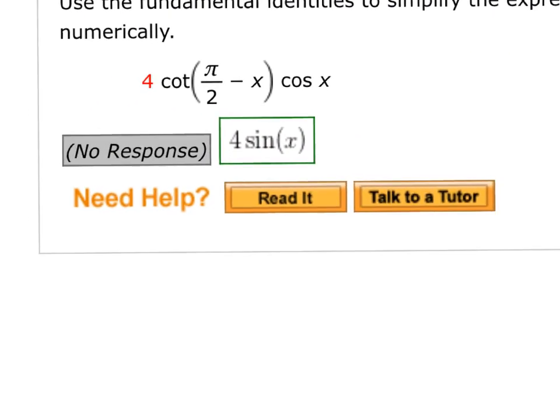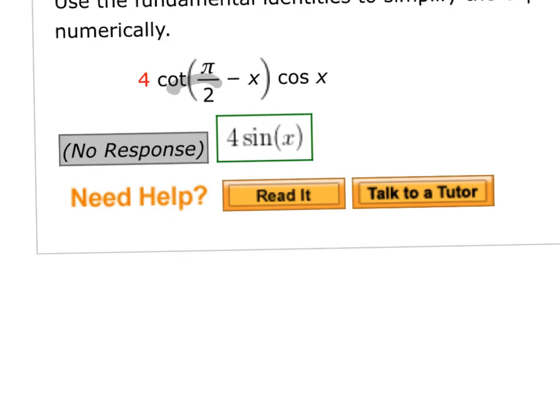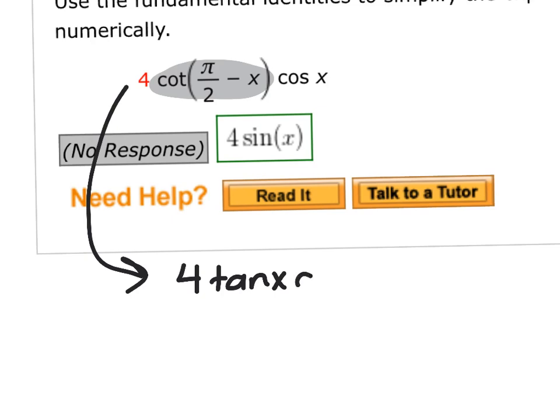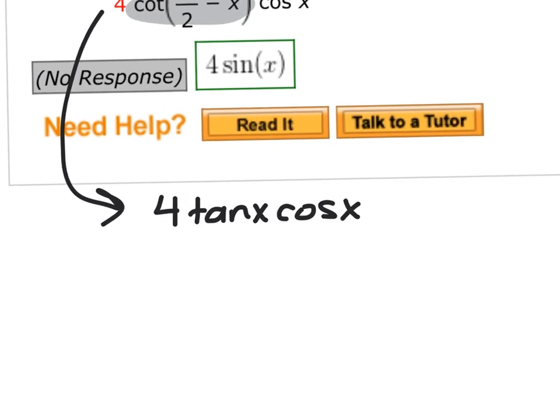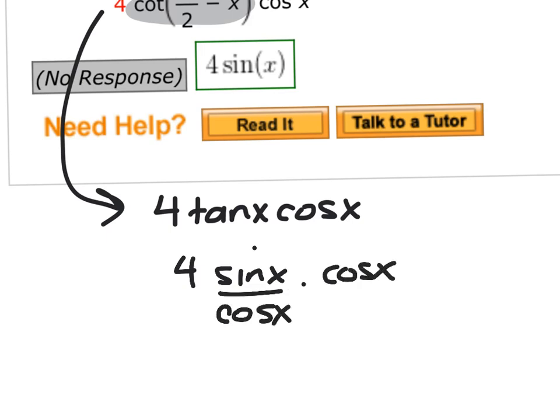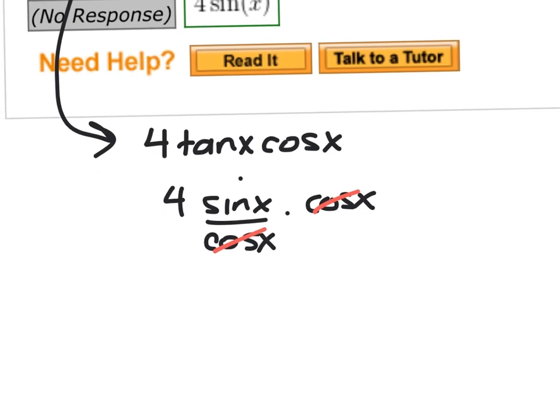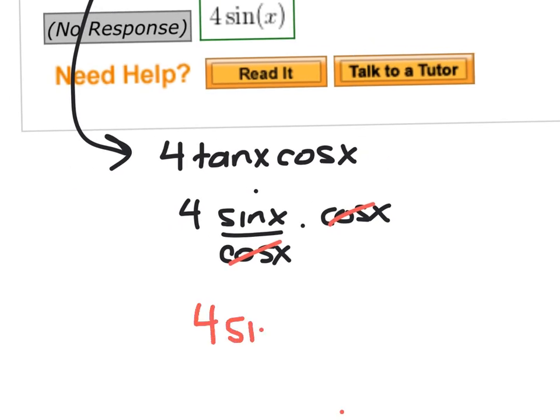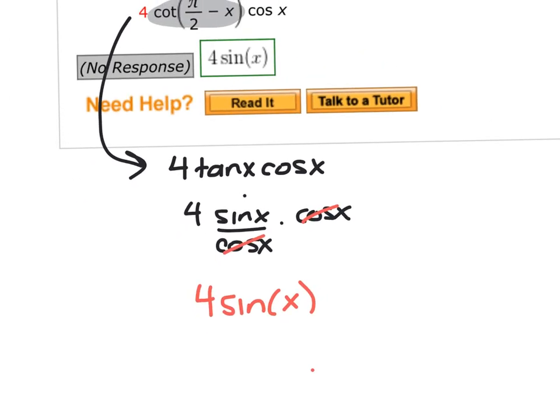So first thing you want to see is that this is one of your co-functions. So what's the equivalent of cotangent of pi over 2 minus x? Tangent. So this becomes 4 tangent of x times cosine of x. And then tangent is sine of x over cosine of x, times cosine of x. And then the cosines cancel, and you end up with 4 sine of x.